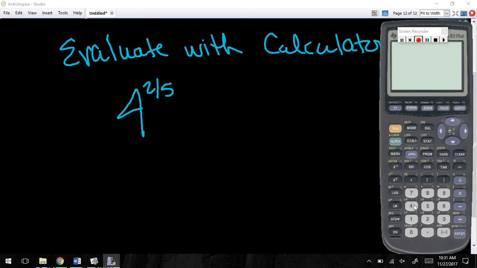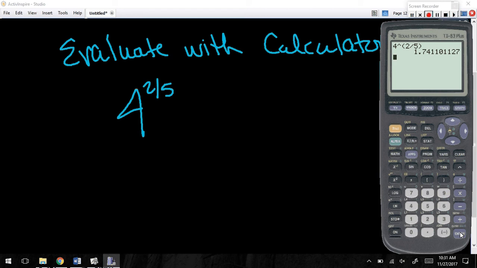When you do a rational exponent, type your base, which is 4. This is your exponent button, and because anytime you have a fraction, make sure it's in parentheses. So do parentheses 2 divided by 5. If you don't put that in parentheses, it's going to do 4 to the 2nd power and then divide that answer by 5. And that's not what we want. 1.741.